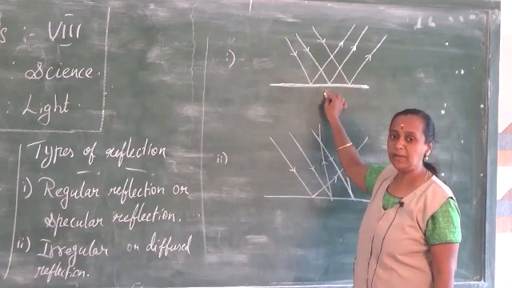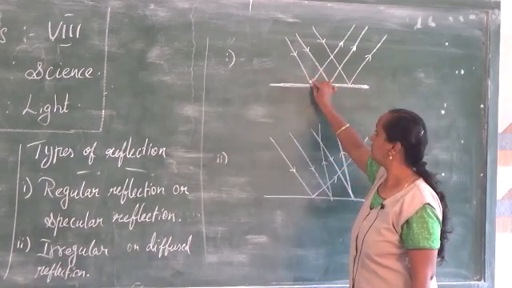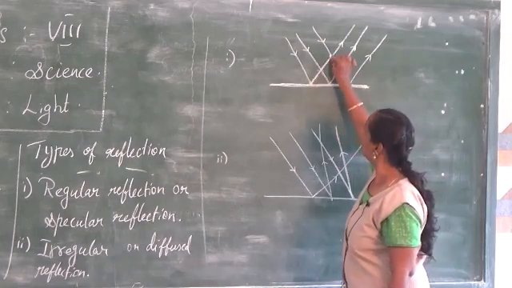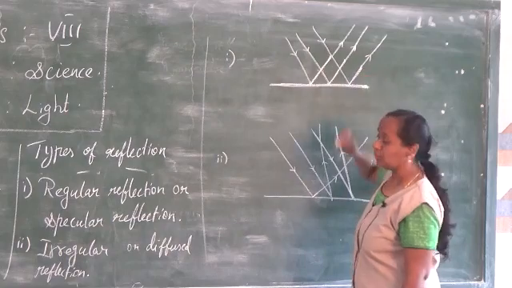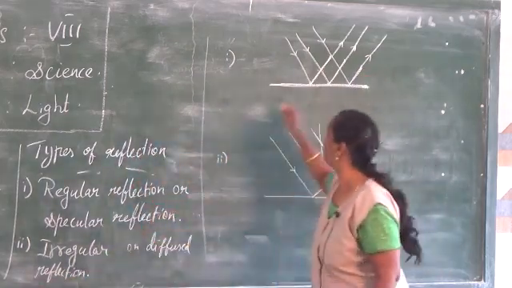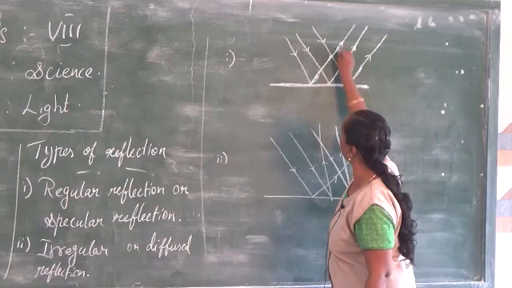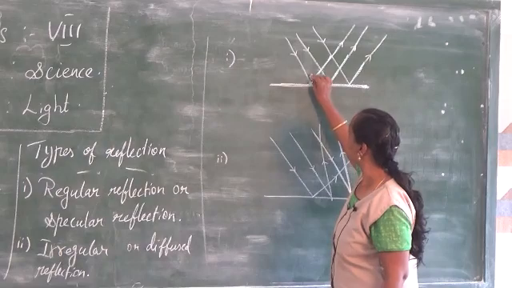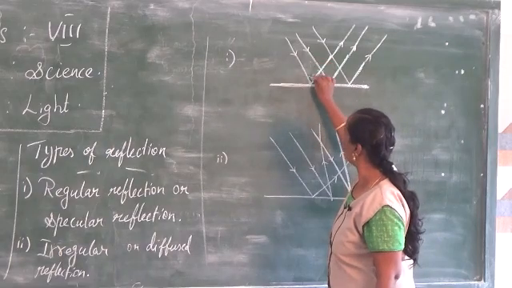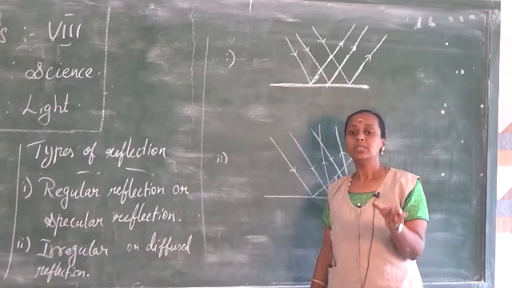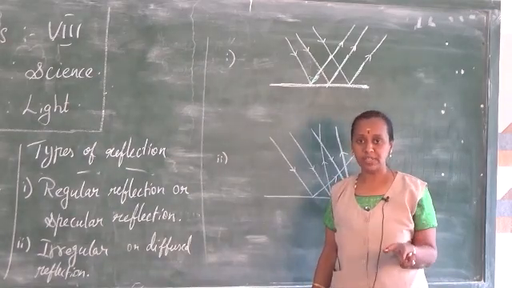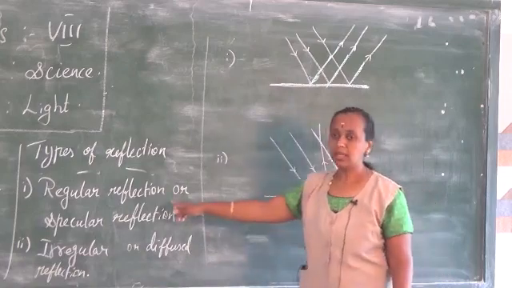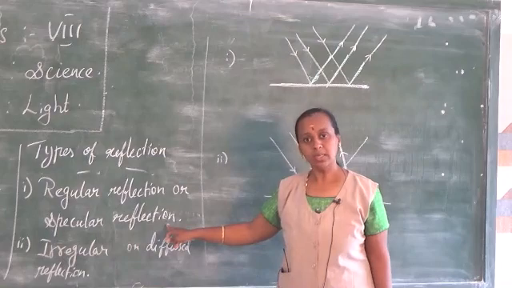So here I can repeat again. After reflection, you can see the reflected rays are parallel to each other. I have identified this with the colored chalk so that it will be easy. Here this is the reflected part, which are parallel to each other. When I draw a normal line, the angle of incidence will be equal to the angle of reflection. So this obeys the laws of reflection and it forms a clear image. This type of reflection is called regular reflection or specular reflection.